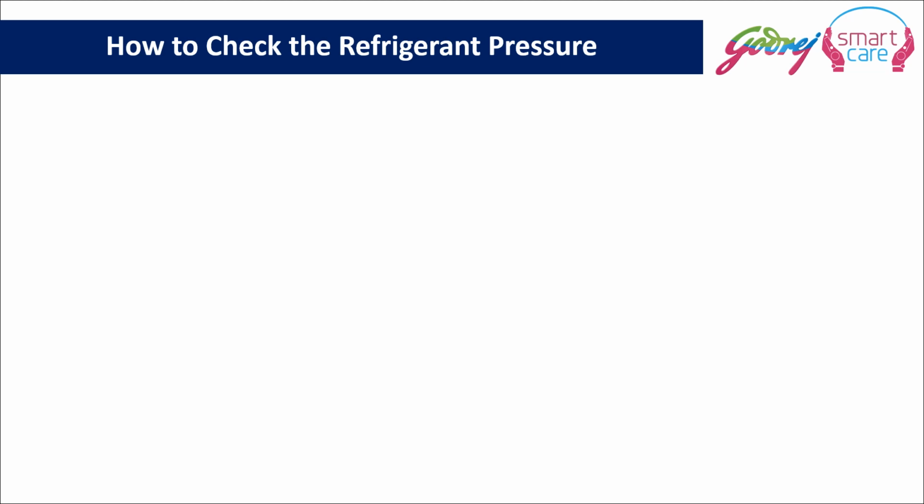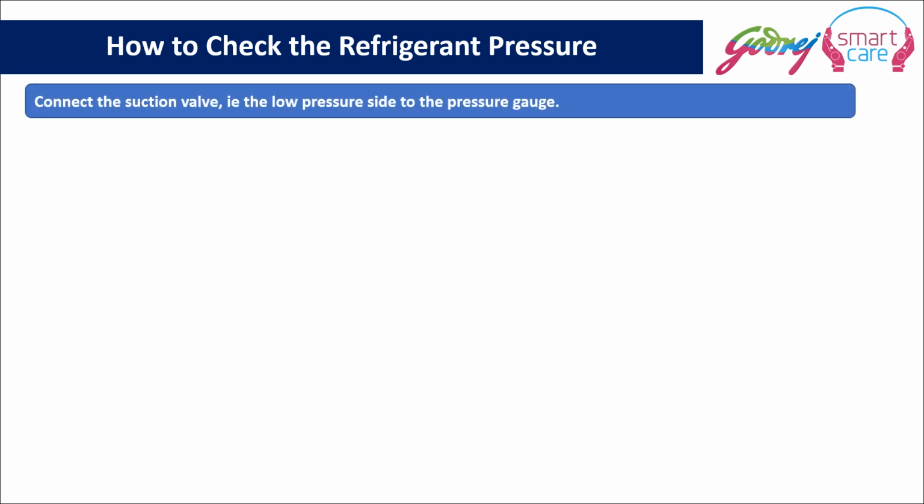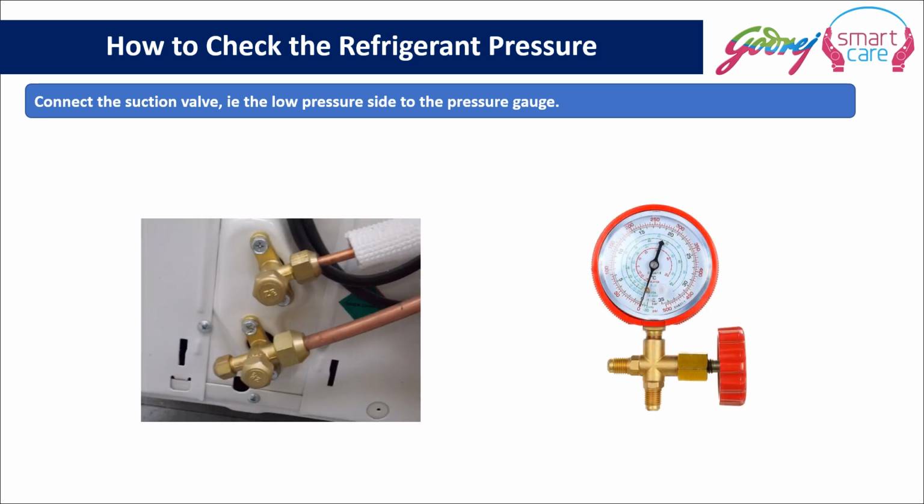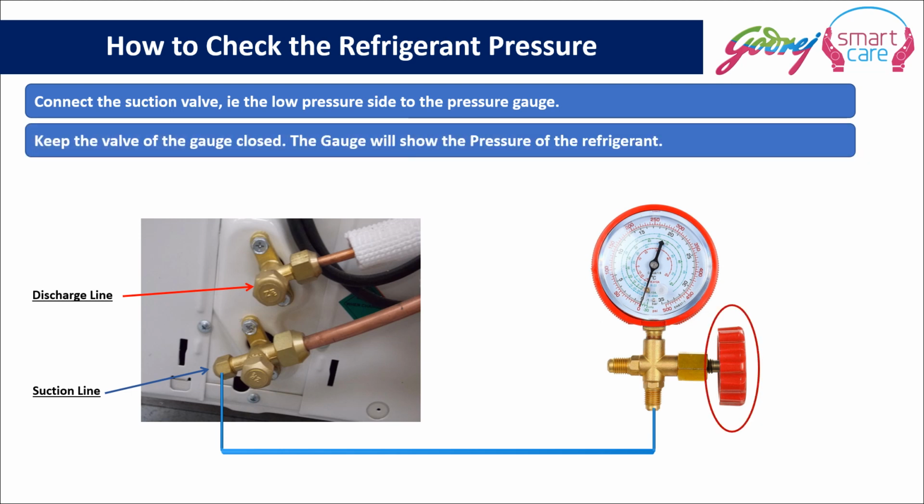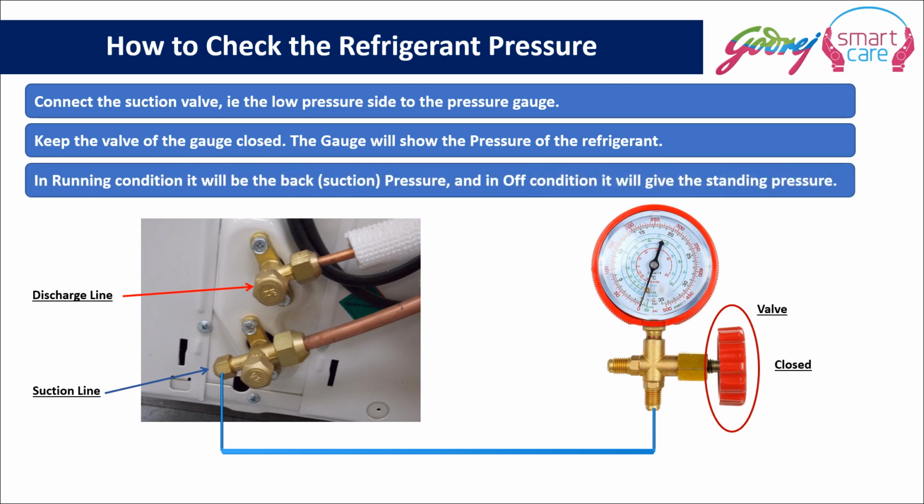Now how we can check the refrigerant pressure? We have to connect the suction valve, that is the low pressure side, to the pressure gauge. Keep the valve of the gauge closed. The gauge will show the pressure of the refrigerant. In running condition, it will be back suction pressure, and in off condition, it will give the standing.